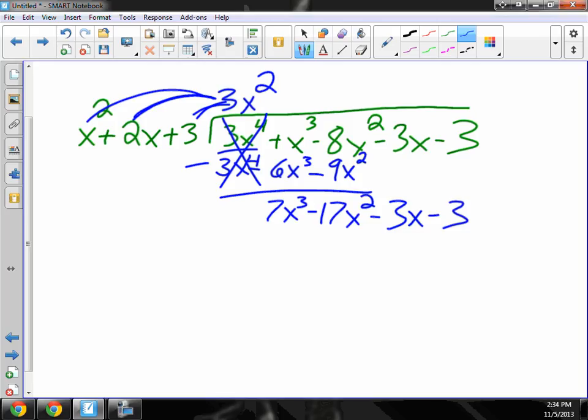How many times does x squared go into 7x to the third? Positive 7x. So then I multiply: 7x times x squared is 7x to the third, plus 14x squared, and plus 21x.